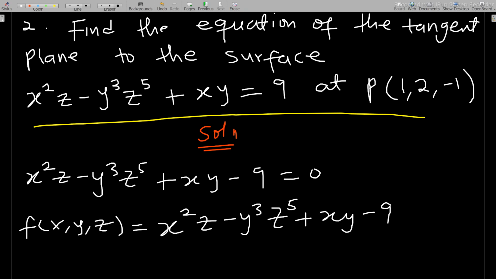Now with this, what we use here is, let me write the formula.